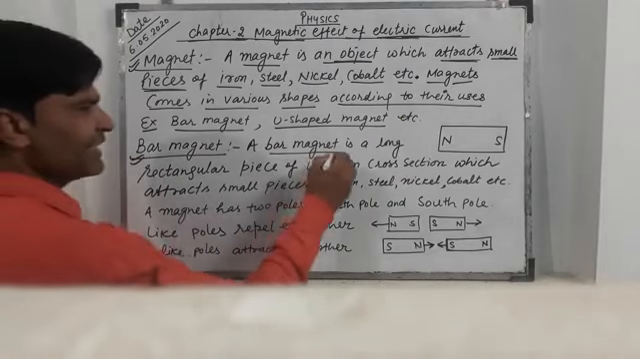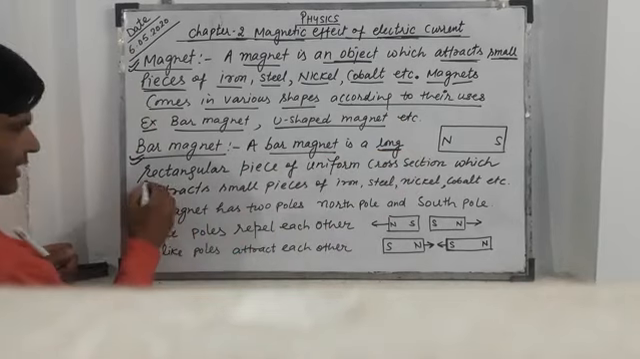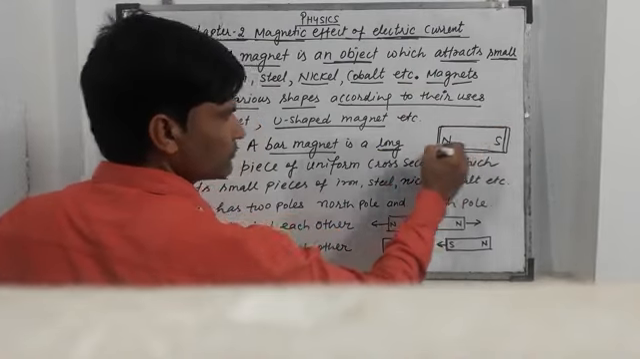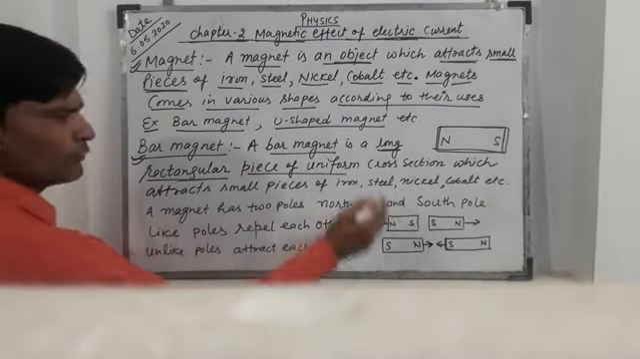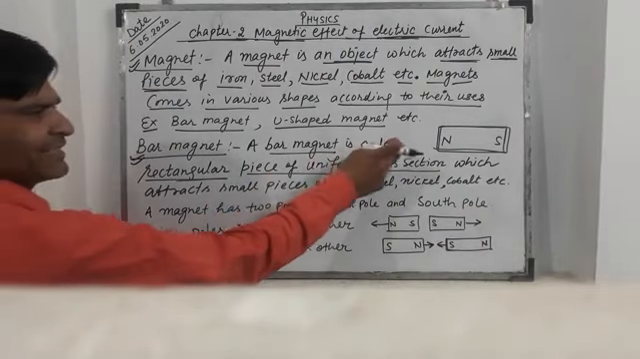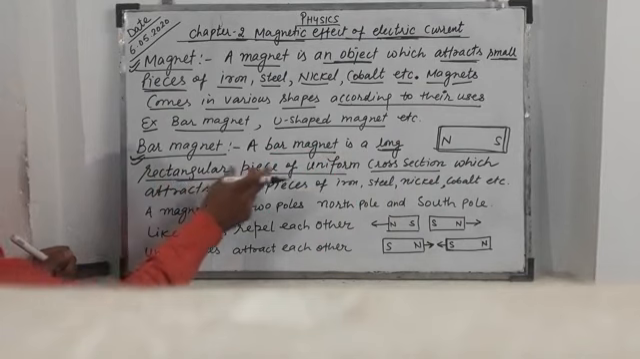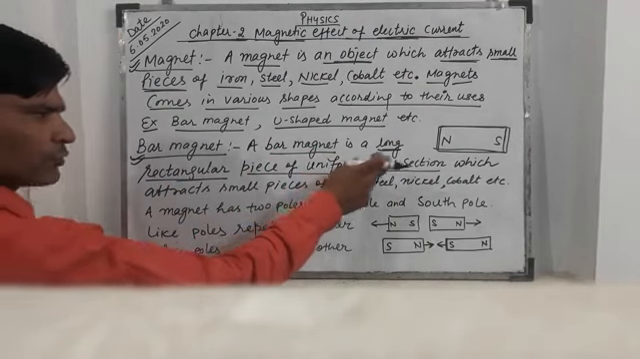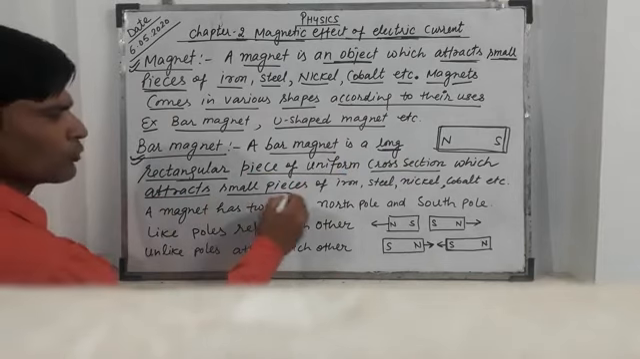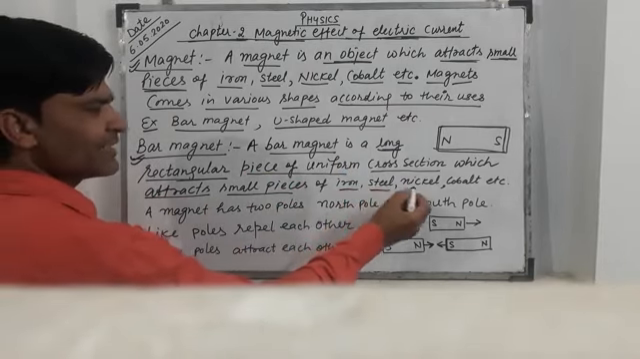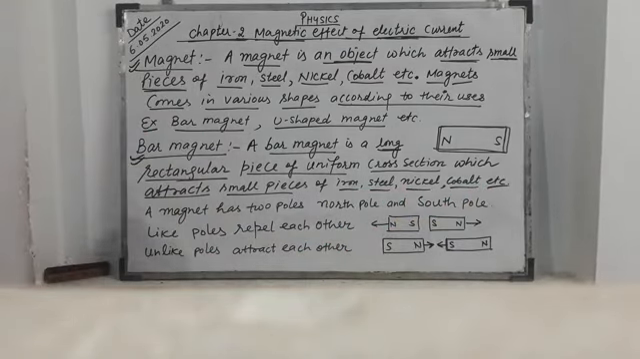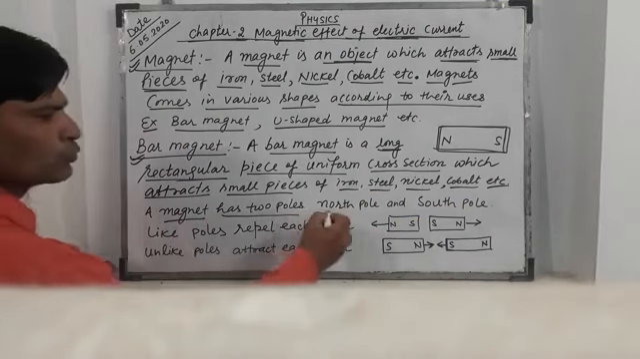A bar magnet is a long rectangular piece of uniform cross section which attracts small pieces of iron, steel, nickel, cobalt, etc. Now, a magnet has two poles.